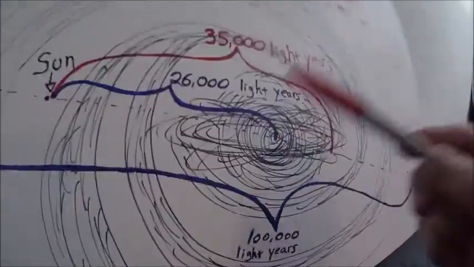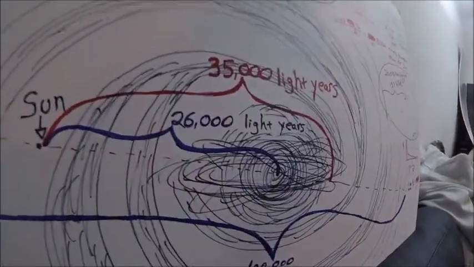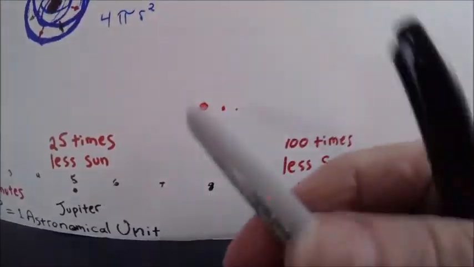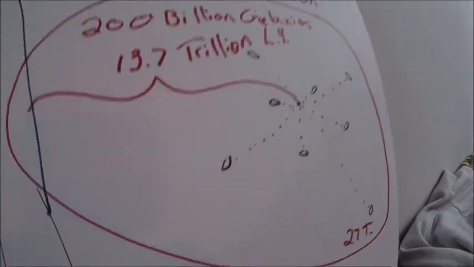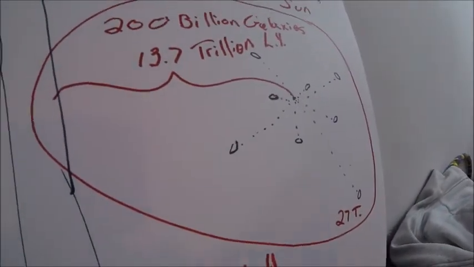Because as you keep adding up galaxies, they don't add up. As you keep adding up stars, they do not add up. As you add up planets, they don't add up. They're just so far away. 30 astronomical units. 4.7 light years. 2.5 million light years. 13.7 trillion light years. Oh my God.